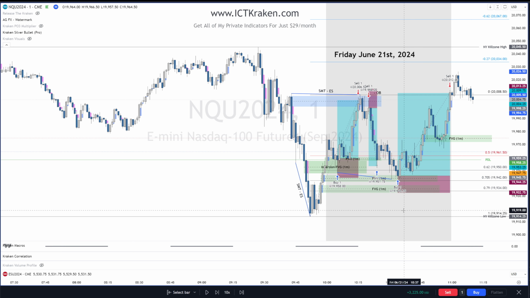Okay, so that is your 3 trade setups for Friday, June 21st using the Kraken Silver Bullet Pro and the Kraken suite of indicators.